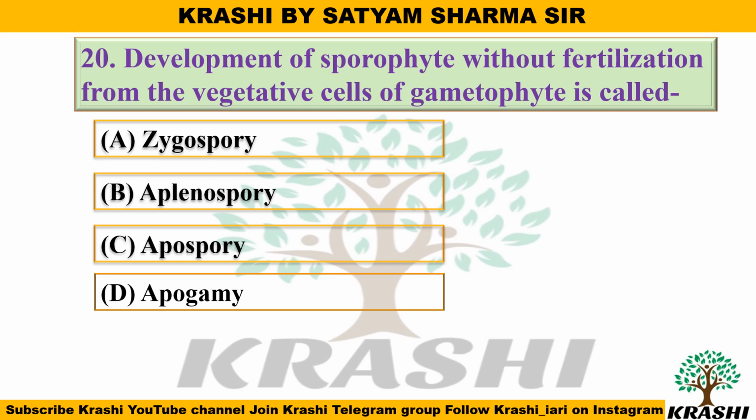Question number 20. Development of sporophyte without fertilization from the vegetative cells of gametophyte is known as apogamy.